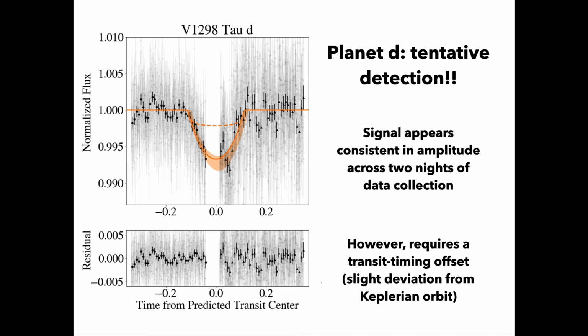Now, when we looked at planet D, we think we see a tentative detection. We took 2 nights of data on this planet, which are shown with the circles and triangles in the light curve on the left, and the signal appears consistent in amplitude across both nights of data collection, which is really exciting. However, to stitch this light curve together, we did require a transit timing offset, which is a slight deviation from a Keplerian orbit, and that was enough to make us a bit hesitant about the result, so we're calling it a tentative detection rather than a slam dunk. Still, it's a really interesting result, and it means that this planet should be prioritized for future follow-up.